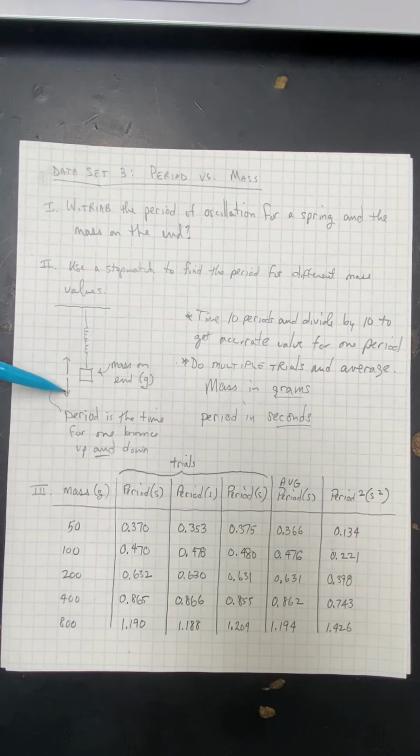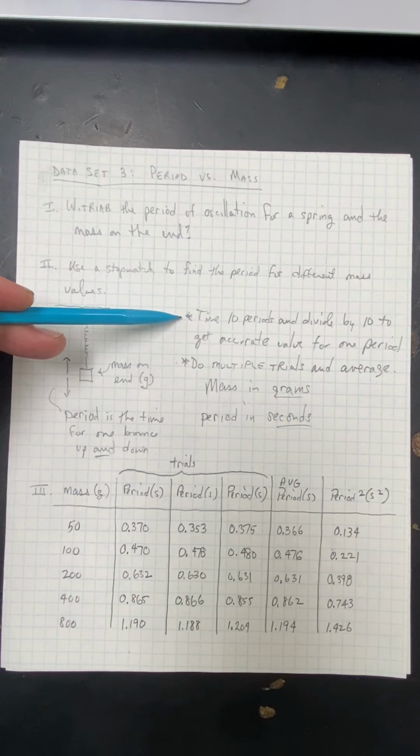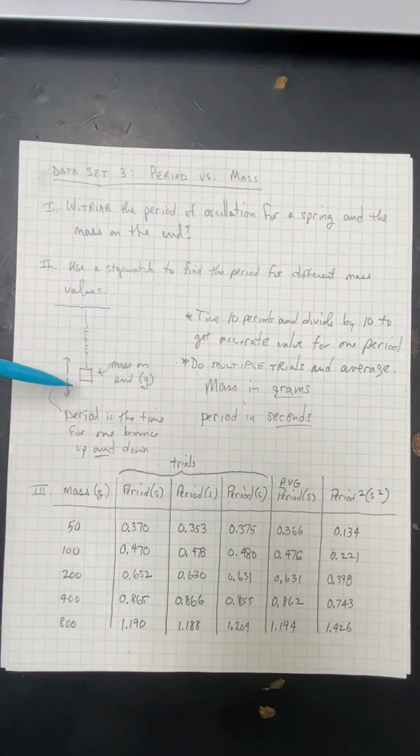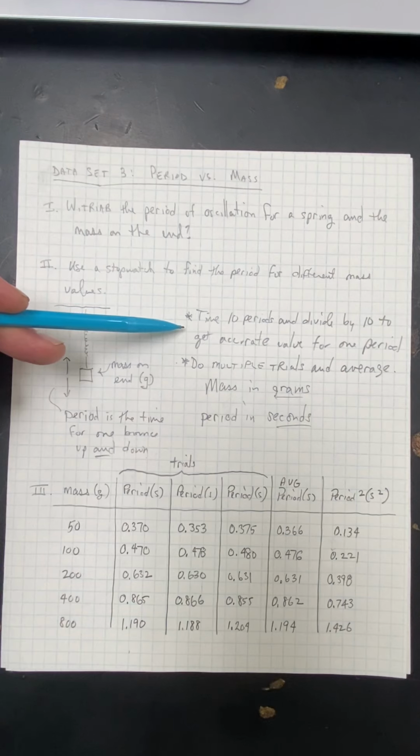Period is the time it takes for one full trip to occur, one full bounce. So up and back down is one period. I have notes over here. Time 10 periods and divide by 10 to get an accurate value for one period. In particular, with the lighter masses, which oscillate very quickly, it's hard to get one period timed.